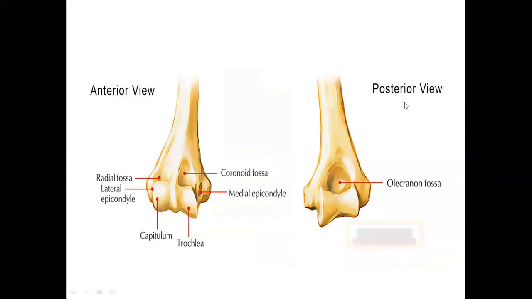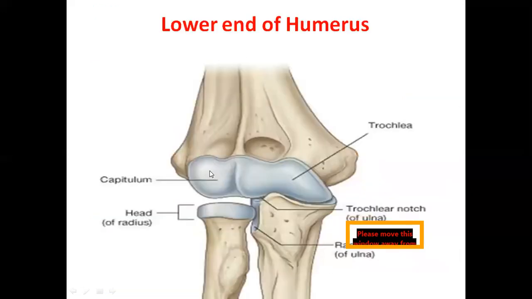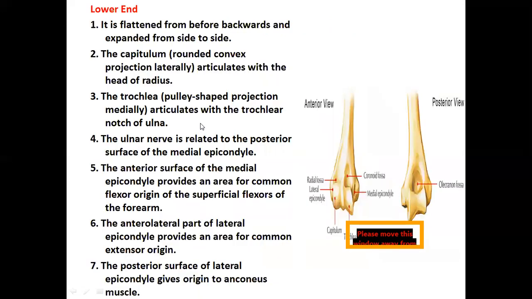When we see from behind, that is the posterior view of the lower end of the humerus, one big fossa is there. That is the olecranon fossa, for the olecranon process of the ulna bone. Whatever I told you is described in words. You can just pause and read the points if you want when you are learning from the video.